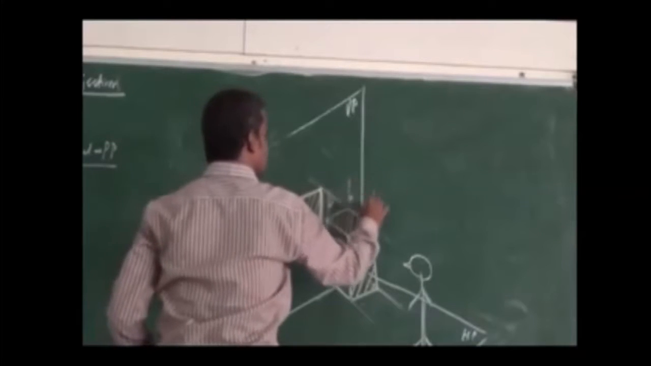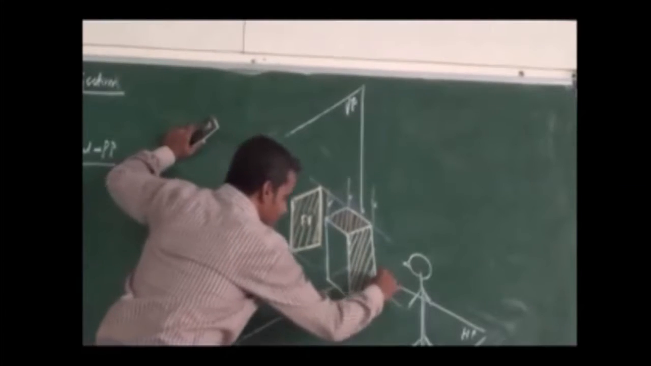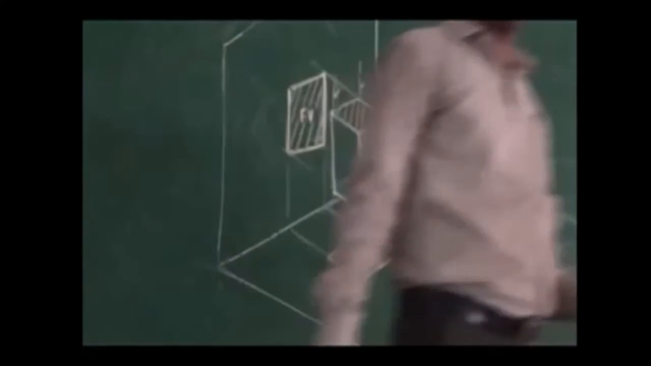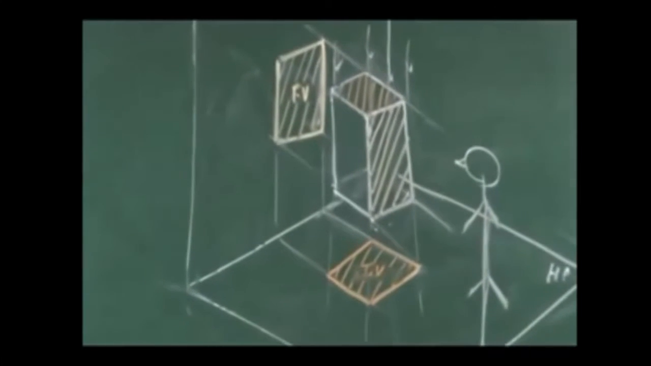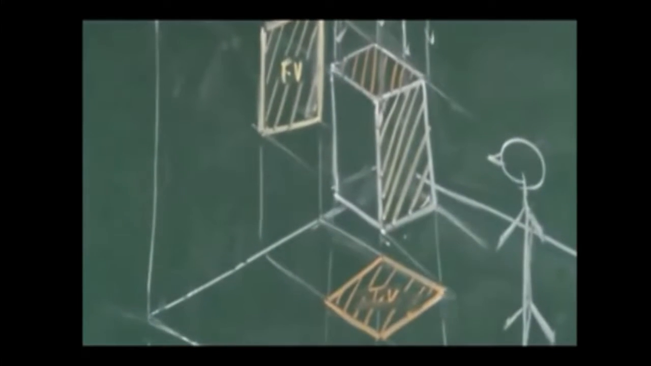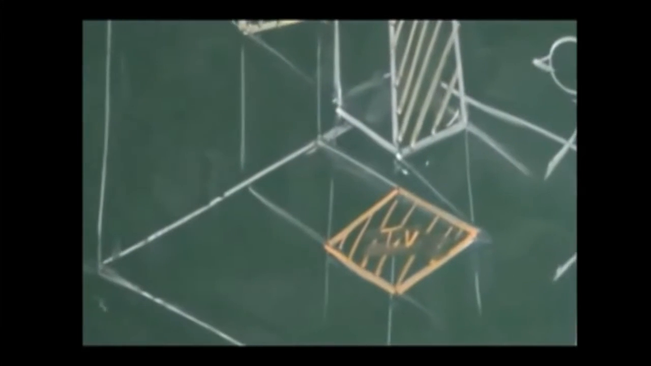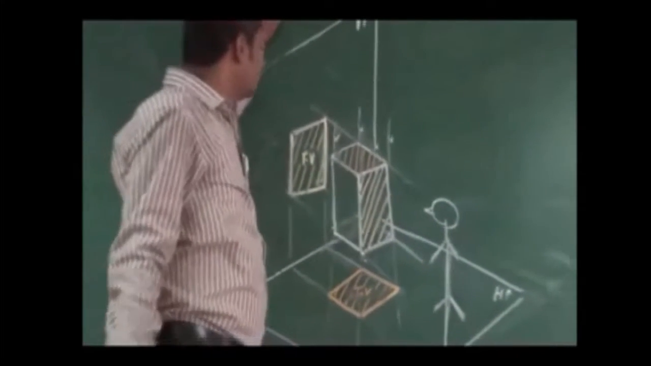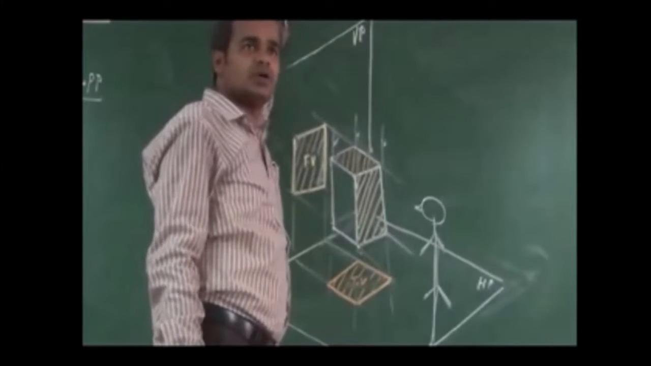The orthographic projection is performed, and this is obtained as a top view. You make a note, any projection obtained on a horizontal plane is termed as a top view. Any projection if you obtain on a horizontal plane, it will be a top view.